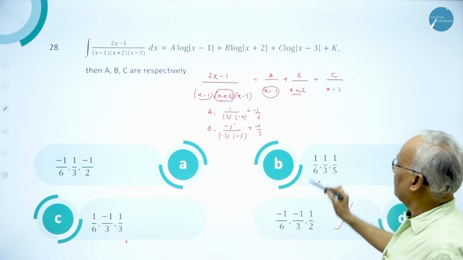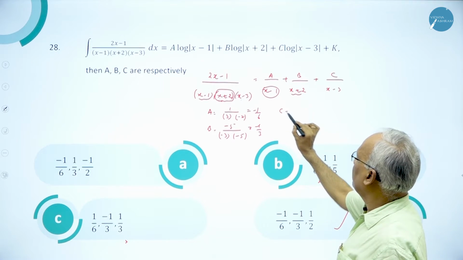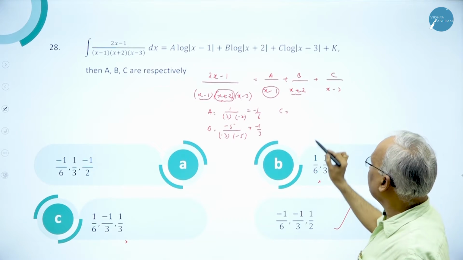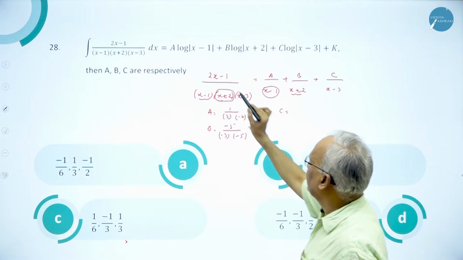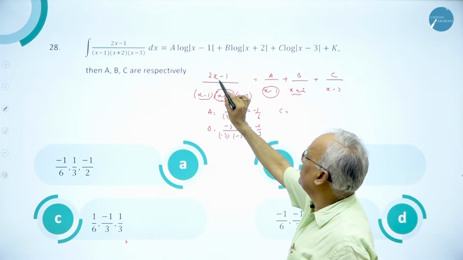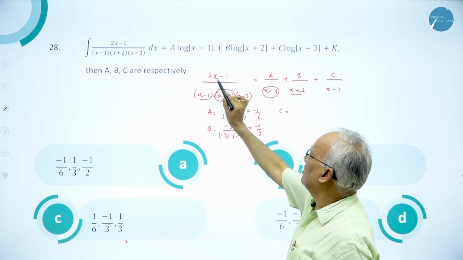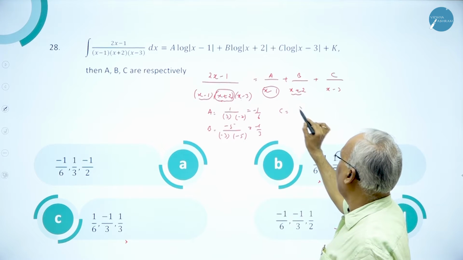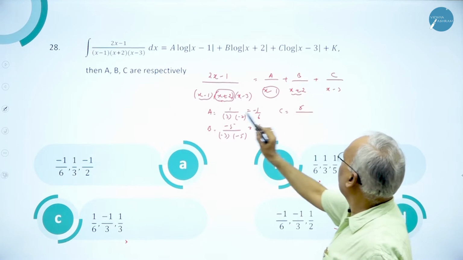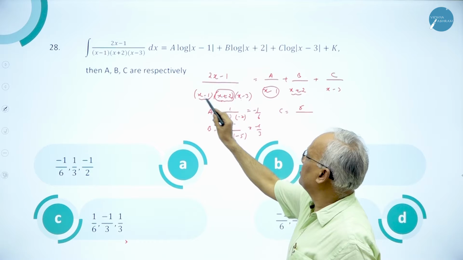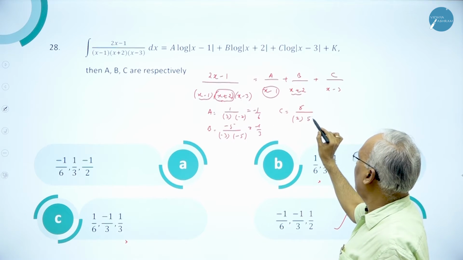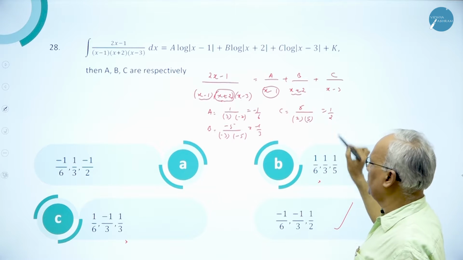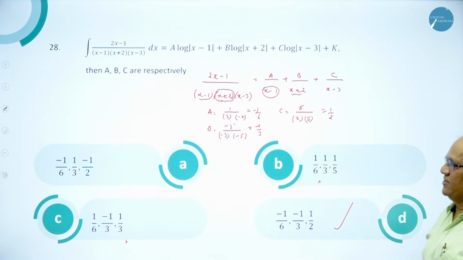But you find out C now. That is a very interesting one. The denominator of C is x minus 3. Close this and put x equal to 3 in the remaining. 2 into 3, you have 6 minus 1, 5, divided by, put x equal to 3 in the remaining expression, 3 minus 1 is 2, and 3 plus 2 is 5, and that's equal to 1 over 2. So you can easily say this is the answer.